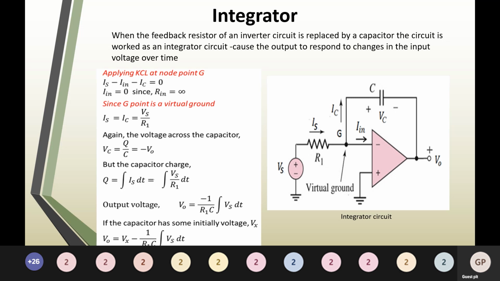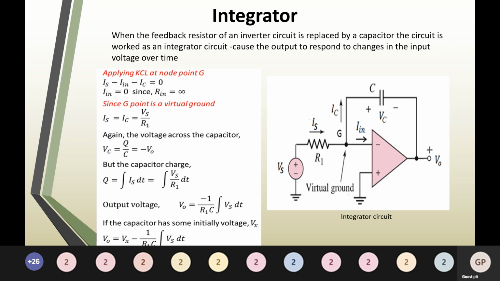We always have an assumption, the golden rule, as we discussed in the previous class. As per the golden rule, no current will enter the op-amp, and therefore IN is equal to zero. If I substitute IN equal to zero, then Is is equal to IC. I can write Is as the voltage divided by the resistor value. As this node is at ground potential, the voltage across the resistor is simply Vs. So Is equals IC equals Vs by R1.